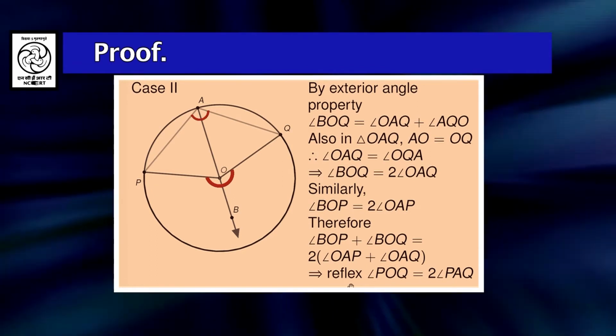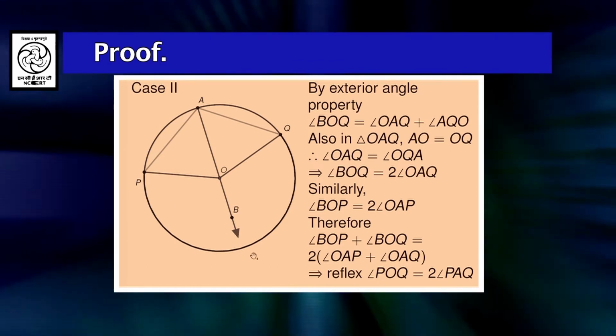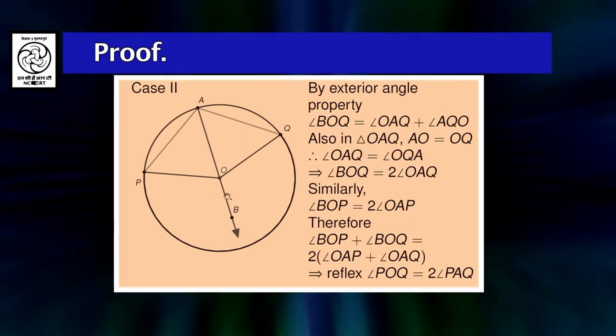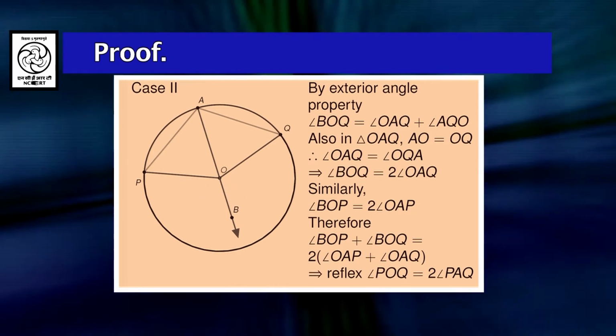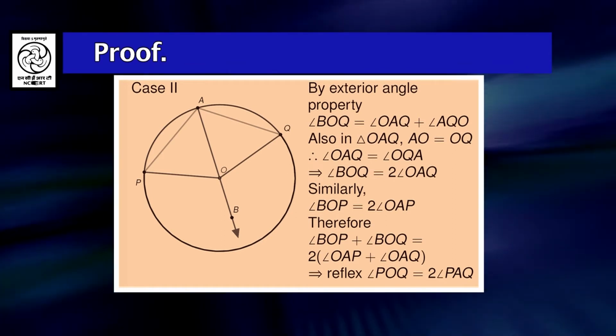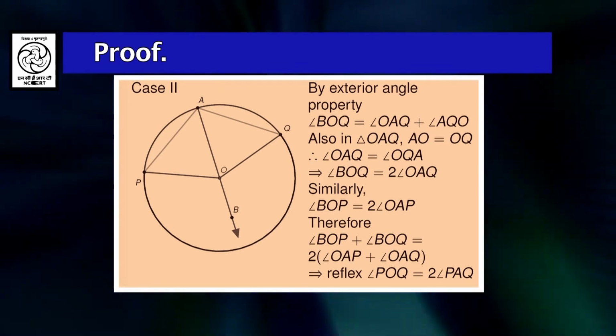Now, you must be wondering why reflex angle POQ. Because the major arc PQ subtends a reflex angle at the center, therefore we have taken reflex angle POQ. Hence, we have proved this in the second case as well. Next, angles in the same segment.